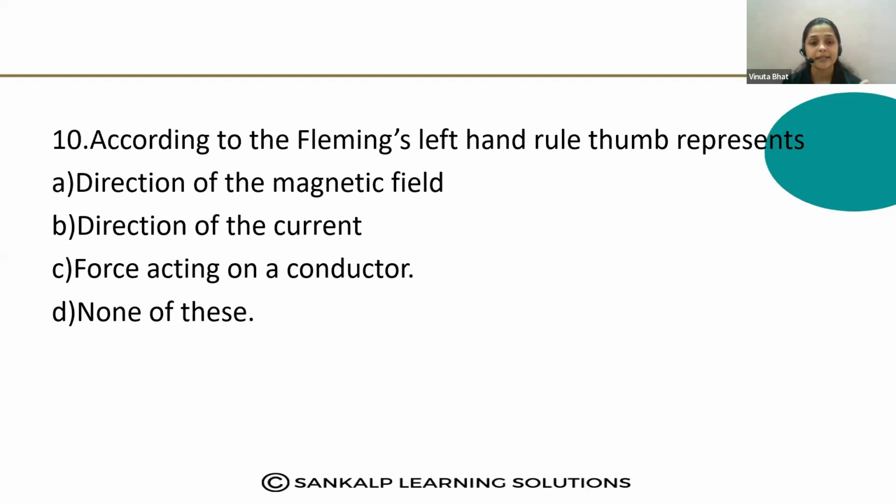So when the thumb, index finger and the middle finger are perpendicular to each other, when you hold it like this, here this thumb represents the force. When a current carrying conductor is kept in a magnetic field, it experiences a force. So the thumb represents the force acting on the conductor. That is option C, the correct answer. Force acting on the conductor, option C.